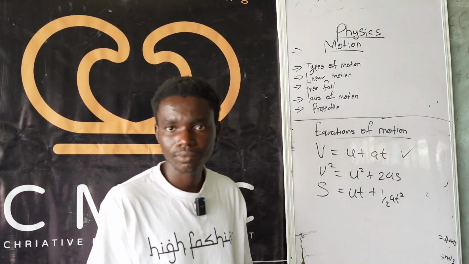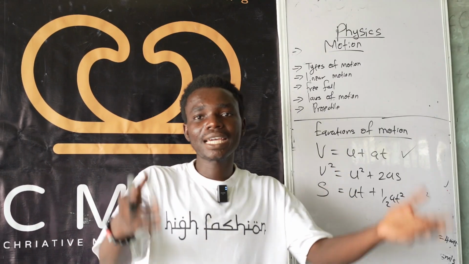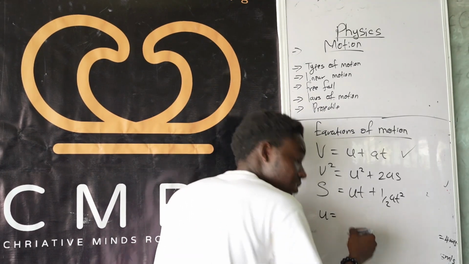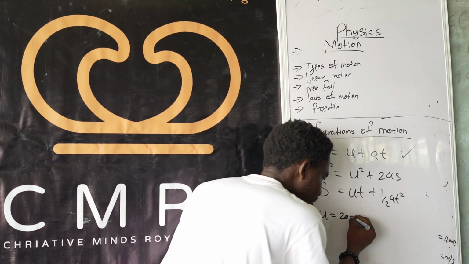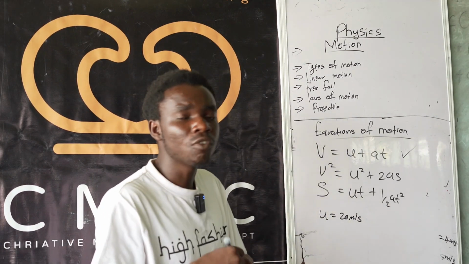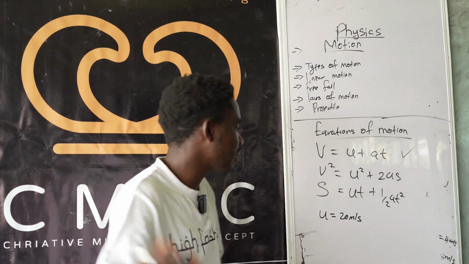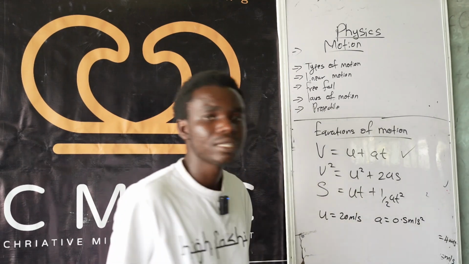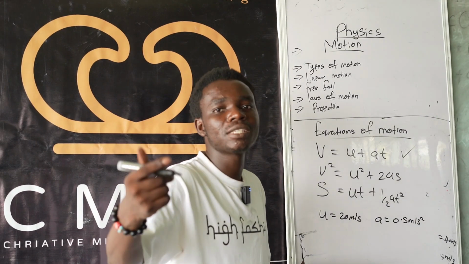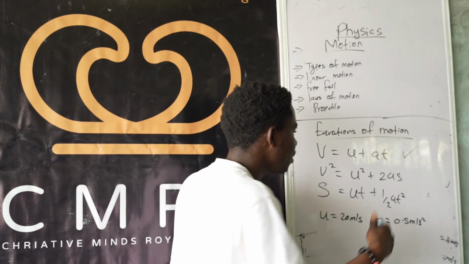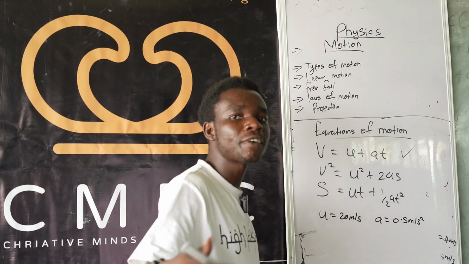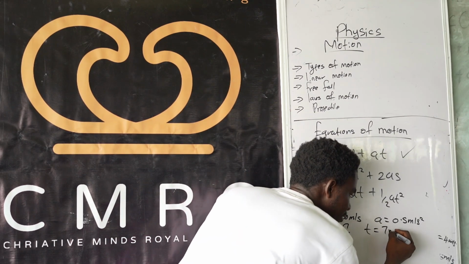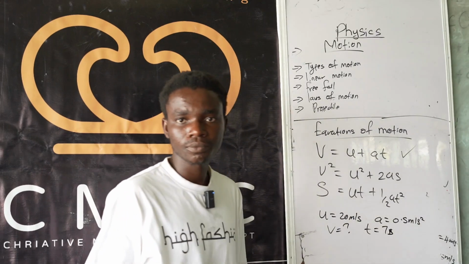For example, they tell you that a car initially in motion with a speed of 20 meters per second, meaning the initial velocity is 20 meters per second, is moving with an acceleration of 0.5 meters per second squared. Now, what is the velocity after 7 seconds? That is asking for the final velocity, which means I'm looking for V, but my time t, which is 7 seconds, has already been given.